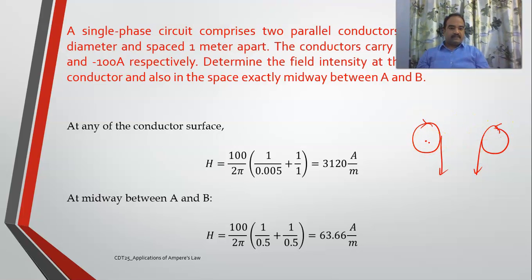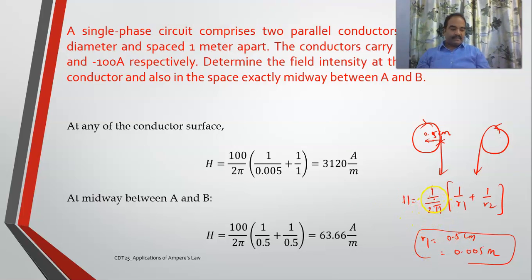Now at this point, what is the distance from this? It is 0.5 centimeters, which means that R1 is equal to 0.5 centimeters, which I convert into meters. This is R1, I is 100, and R2 is 1, because at this point it is nearly 1 meter. So I'll take it as approximately 1 meter. If I substitute, I'll get this value.